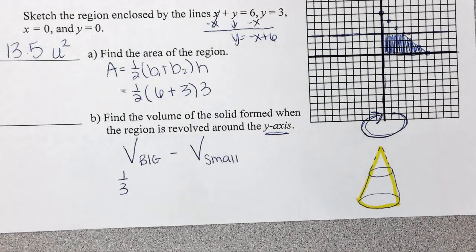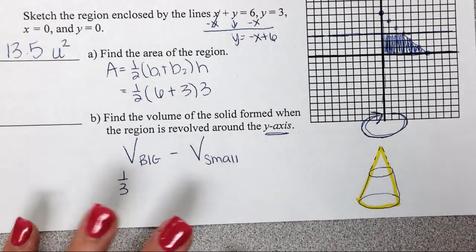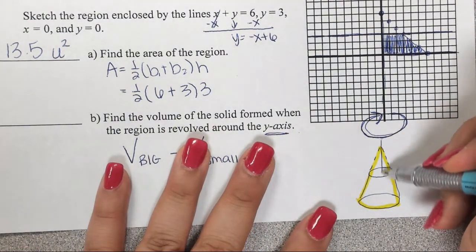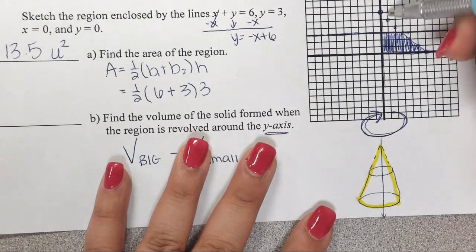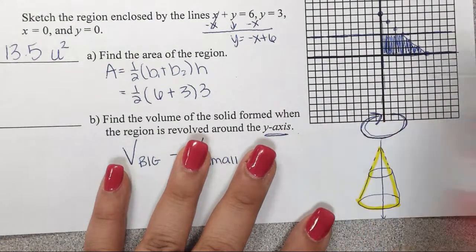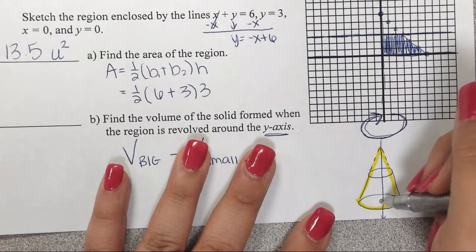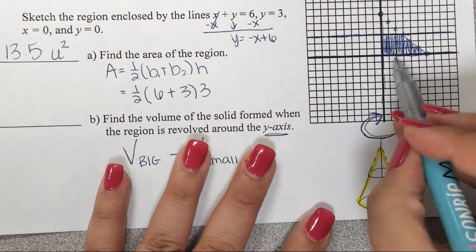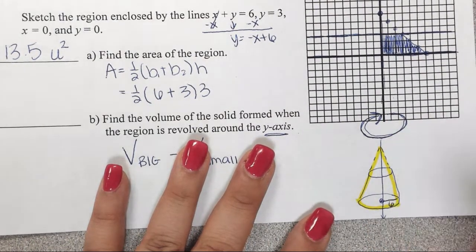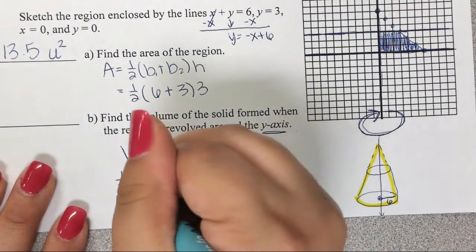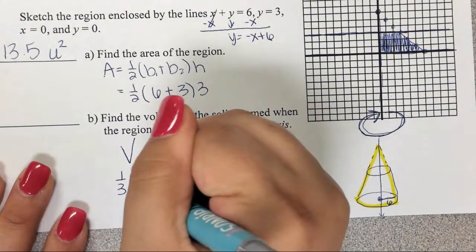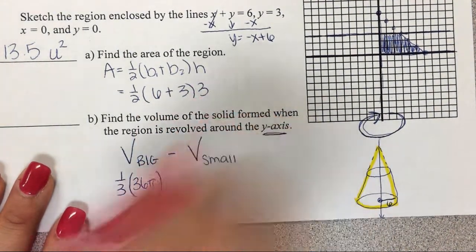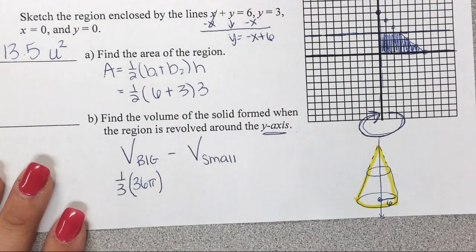What is my base? How big is my base? Don't forget, your y-axis is going through the middle of it. Because remember, this is going around. So what would be my radius? 6. This whole thing, which would be 6. So what would be my area of my base? 36 pi. Do I have any questions yet?